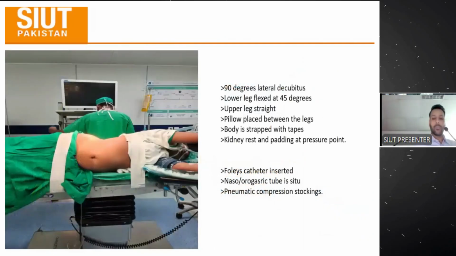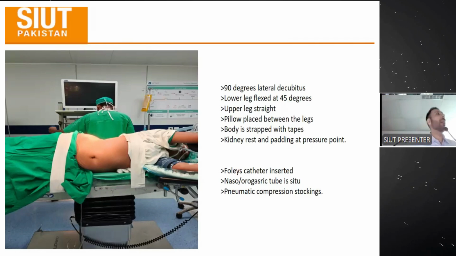So this is how a lateral decubitus position is made. It is a 90-degree lateral decubitus position. The lower leg is flexed at 45 degrees. The upper leg is straight with a pillow in between them. The body is strapped with tapes, so the body doesn't fall off the table, which is very obvious.